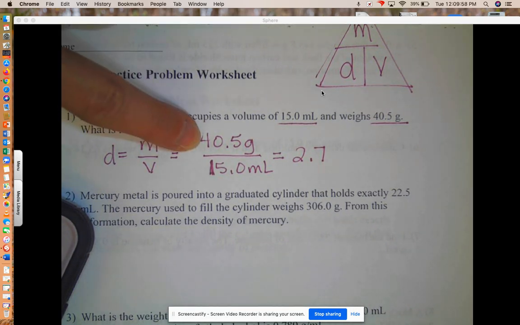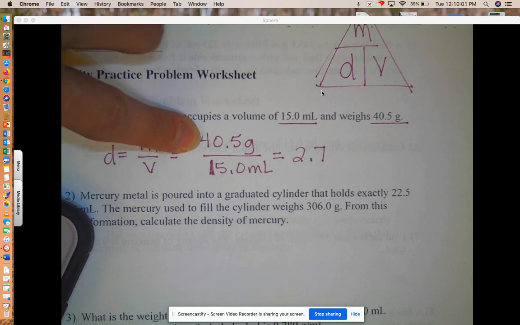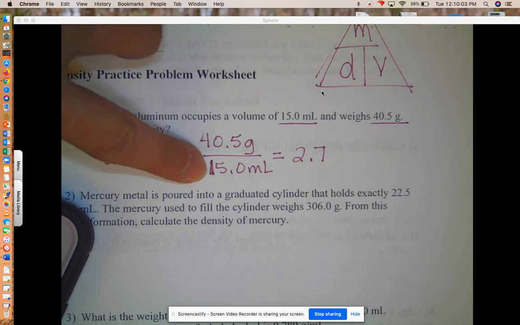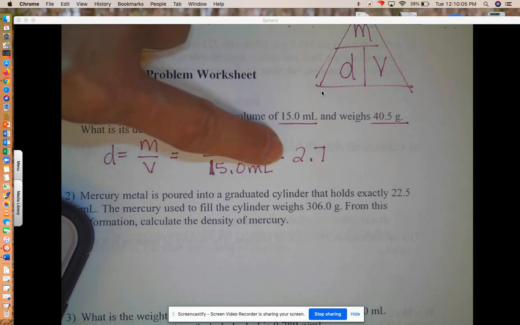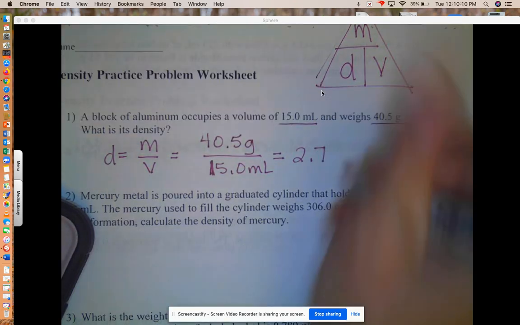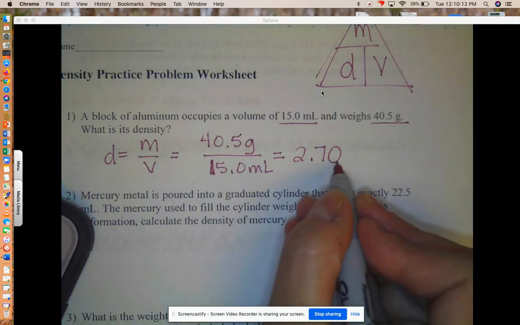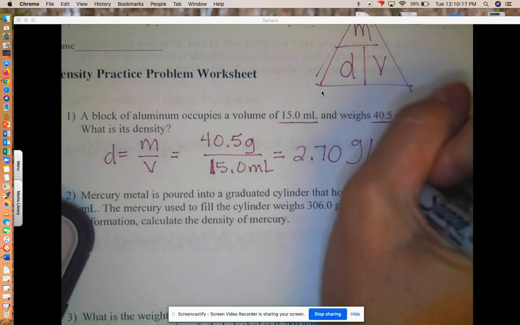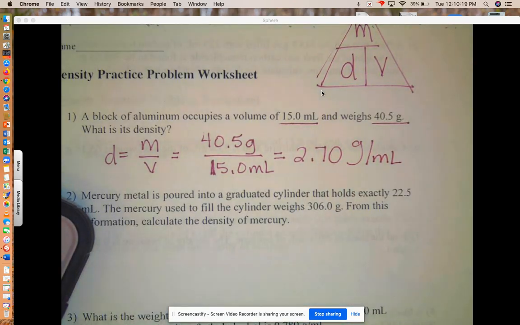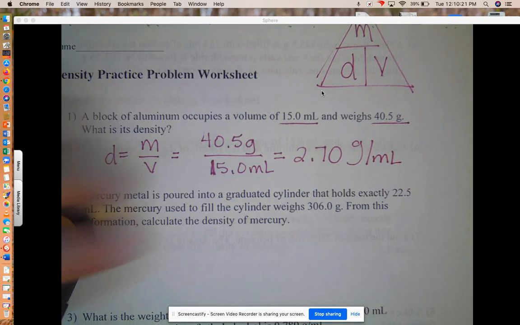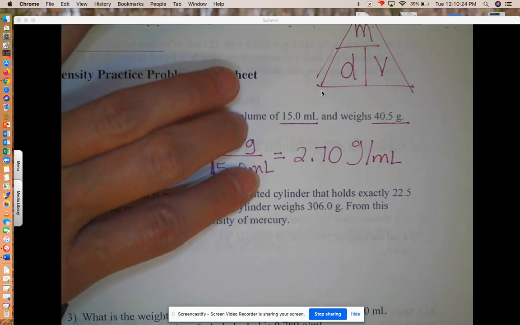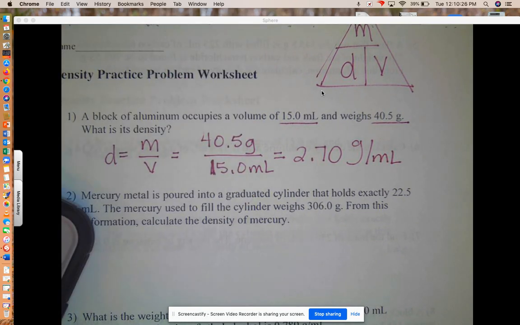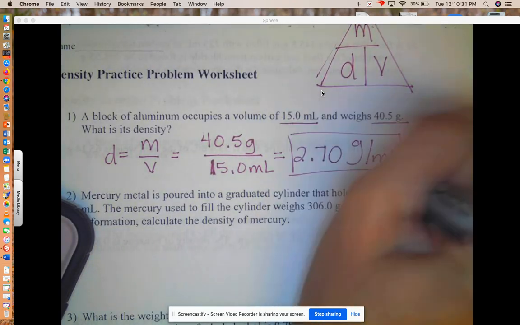This one has how many significant figures? 3. This one has 3 as well. So I need my final answer to be 3. How can I make that be 3 sig figs? Add a 0 at the end, right? Trailing 0 with a decimal counts. And then, oh my goodness, super important, grams per milliliter. If you include the units here, then when you get to your final answer, it's really easy to see what your final unit should be. And then box your answer.